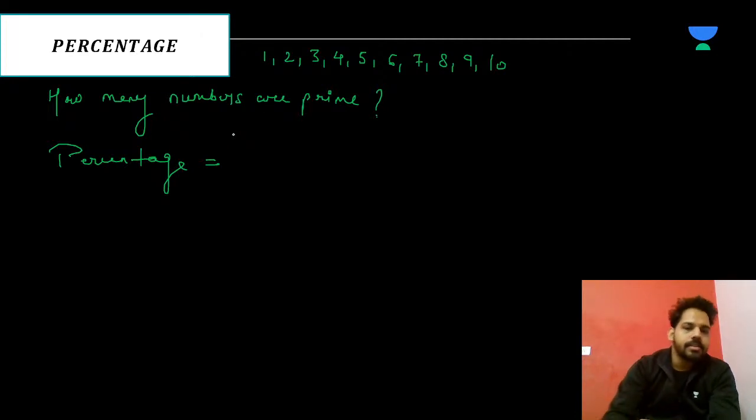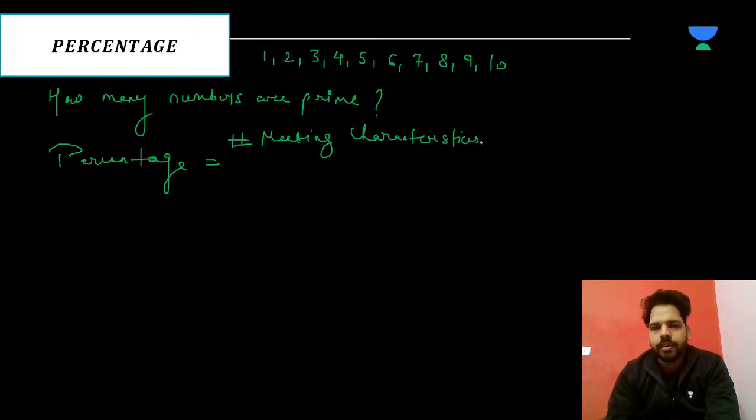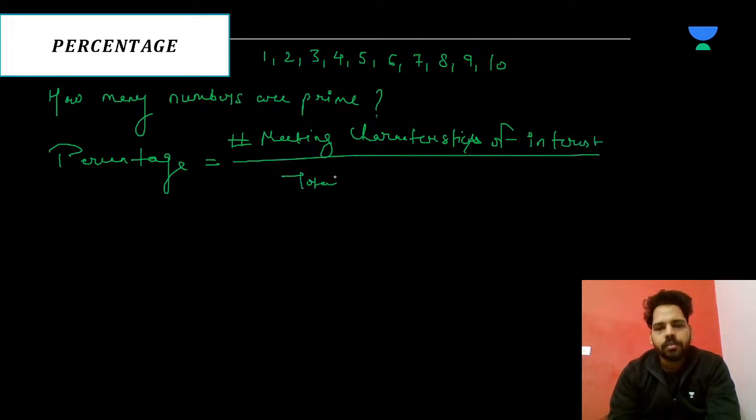So I will just say to you that please get the habit to write this again and again. The formula is: number of observations meeting characteristics of interest, divided by total number of characteristics or observations, into 100. So basically when you are going to take out how many prime numbers are there.